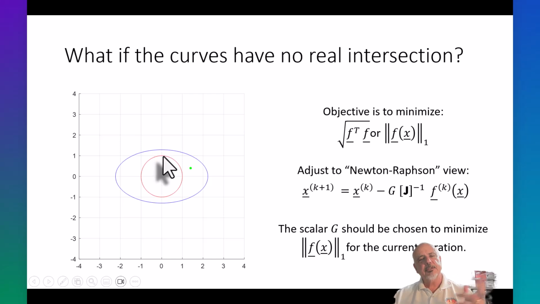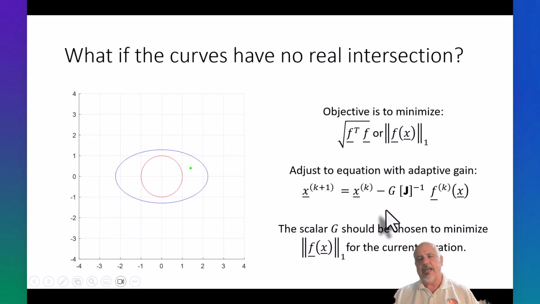Is it going to be on the other side? What's that going to kind of look like? And I'm going to tell you now, we're going to have to change how we're searching, how far we go in this direction from our current x iterate. So I call that an adaptive gain, that g value.